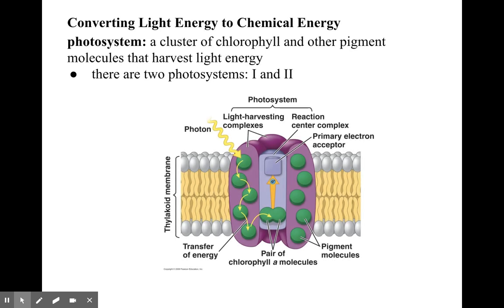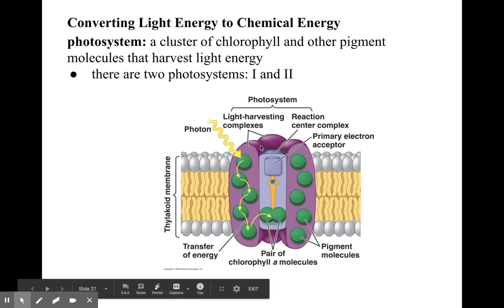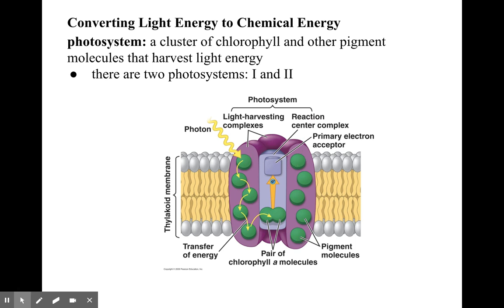In the thylakoid membrane, so thinking of those little stacks, right? In the membrane of the thylakoid is a protein that looks like this that we call a photosystem. We have two photosystems in one thylakoid membrane, photosystem 1 and photosystem 2. Embedded in these proteins are pigments and chlorophyll A.